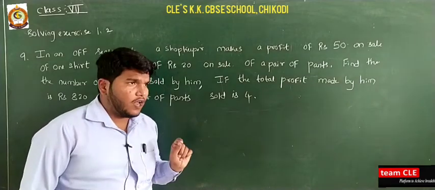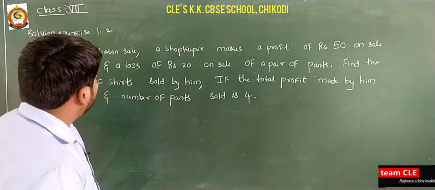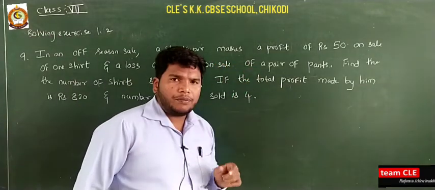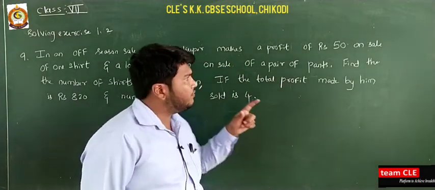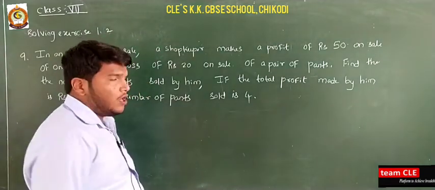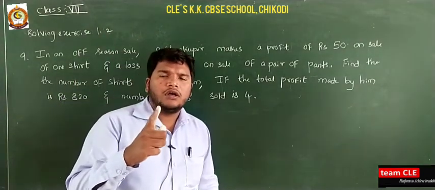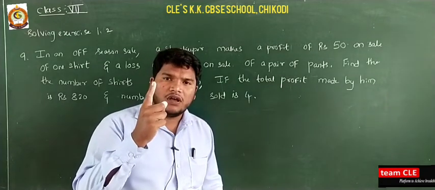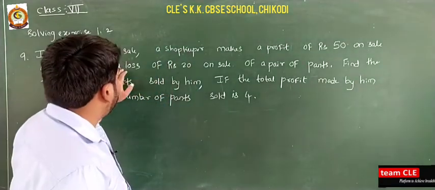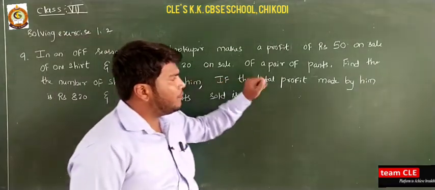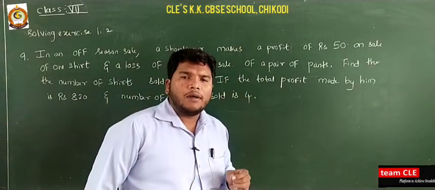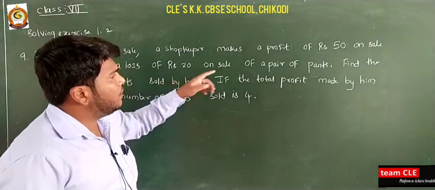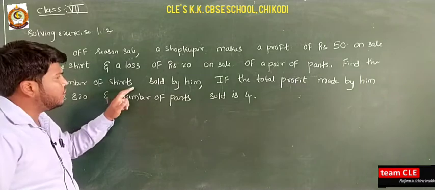Understand the question first, very easily. In an off-season sale, a shopkeeper makes a profit of rupees 50 on the sale of one shirt. Means for one shirt he is getting a profit of rupees 50, and similarly a loss of rupees 20 on the sale of a pair of pants. Find the number of shirts sold by him.